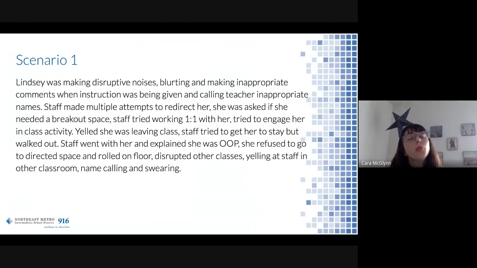Anytime we think about a situation with a student and we're able to reflect in this way, there's really three different points of intervention. There's proactive intervention. So, what could you all have done as educators to set up Lindsay's classroom space to maybe avoid any of this happening? There's in the moment intervention. So, what do you need to do in order to support Lindsay's needs, but also to make it so that she's not impacting the learning of her peers?